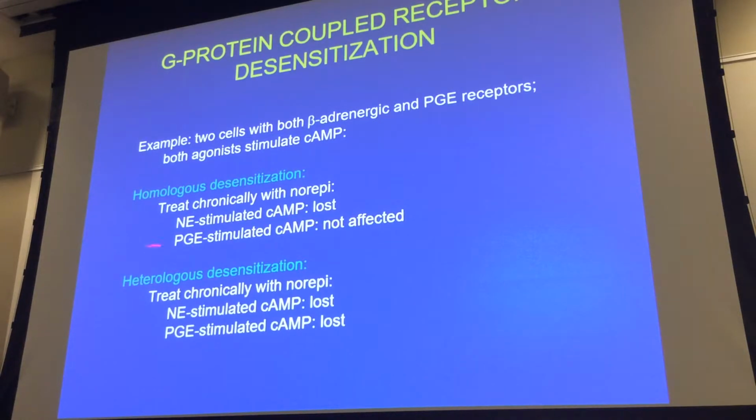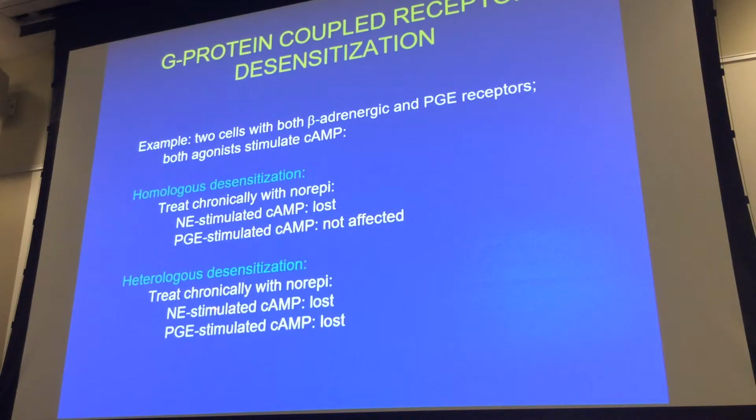Because if you stimulate these cells with prostaglandin, you do get stimulation of cyclic AMP because the prostaglandin receptor has not been desensitized by the chronic treatment with norepinephrine. That should make sense to you, okay? It's a specific phenomenon, specific to the receptor that's being overstimulated. But there's also another type of desensitization called heterologous, where all different types of receptors are being desensitized.